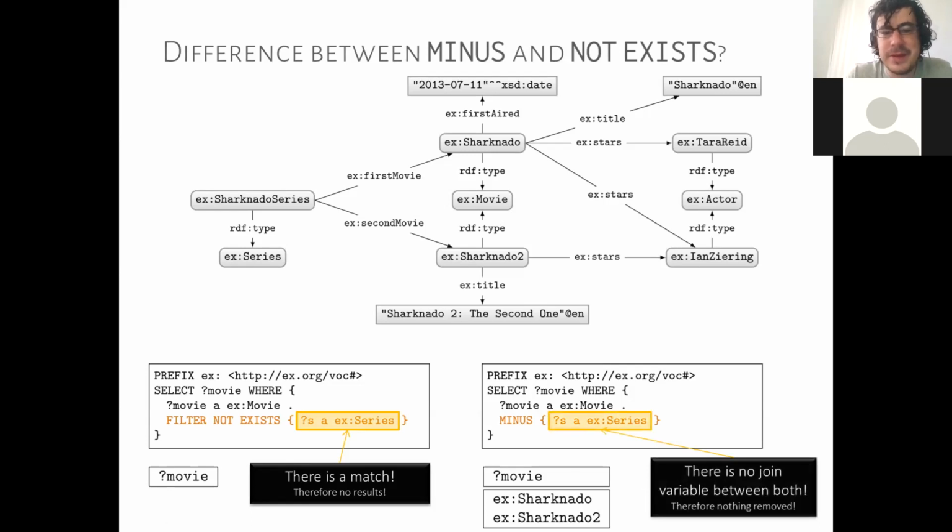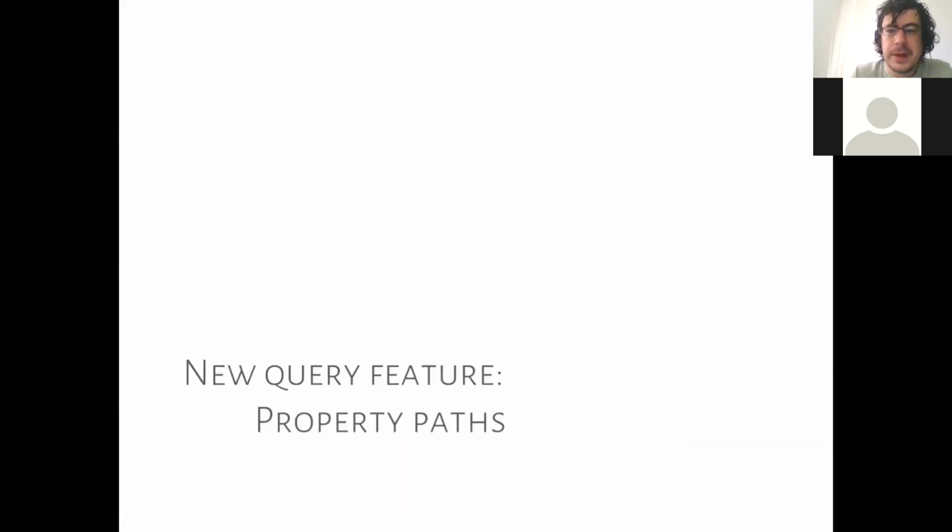So this is maybe one of the more problematic aspects of the standard, in that the way negation is defined is not the cleanest, in my opinion. It's not a big deal, I think, because these queries are a bit strange anyways, but there are some subtle differences between minus and filter not exists, but in general, they're quite similar features. Okay, any questions or doubts?